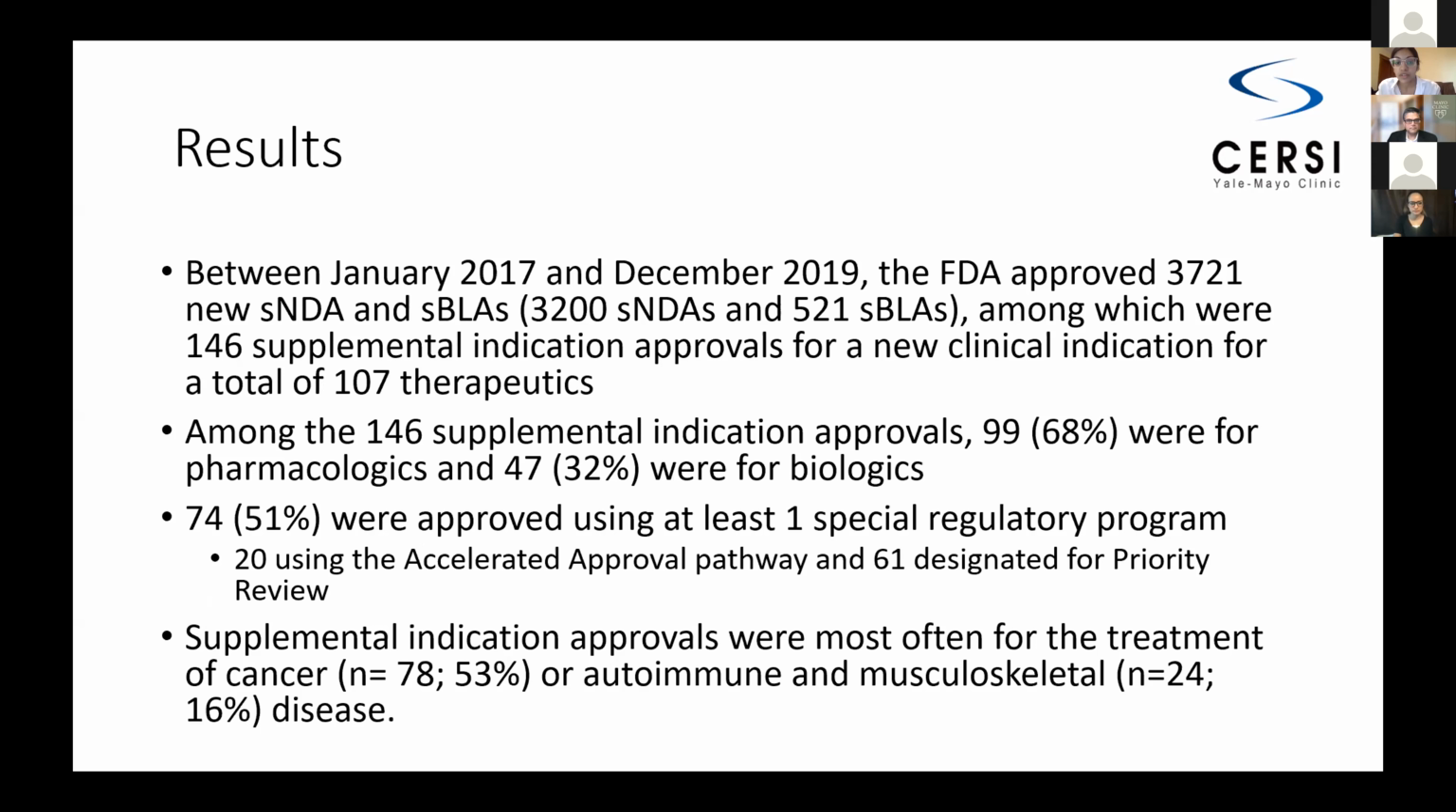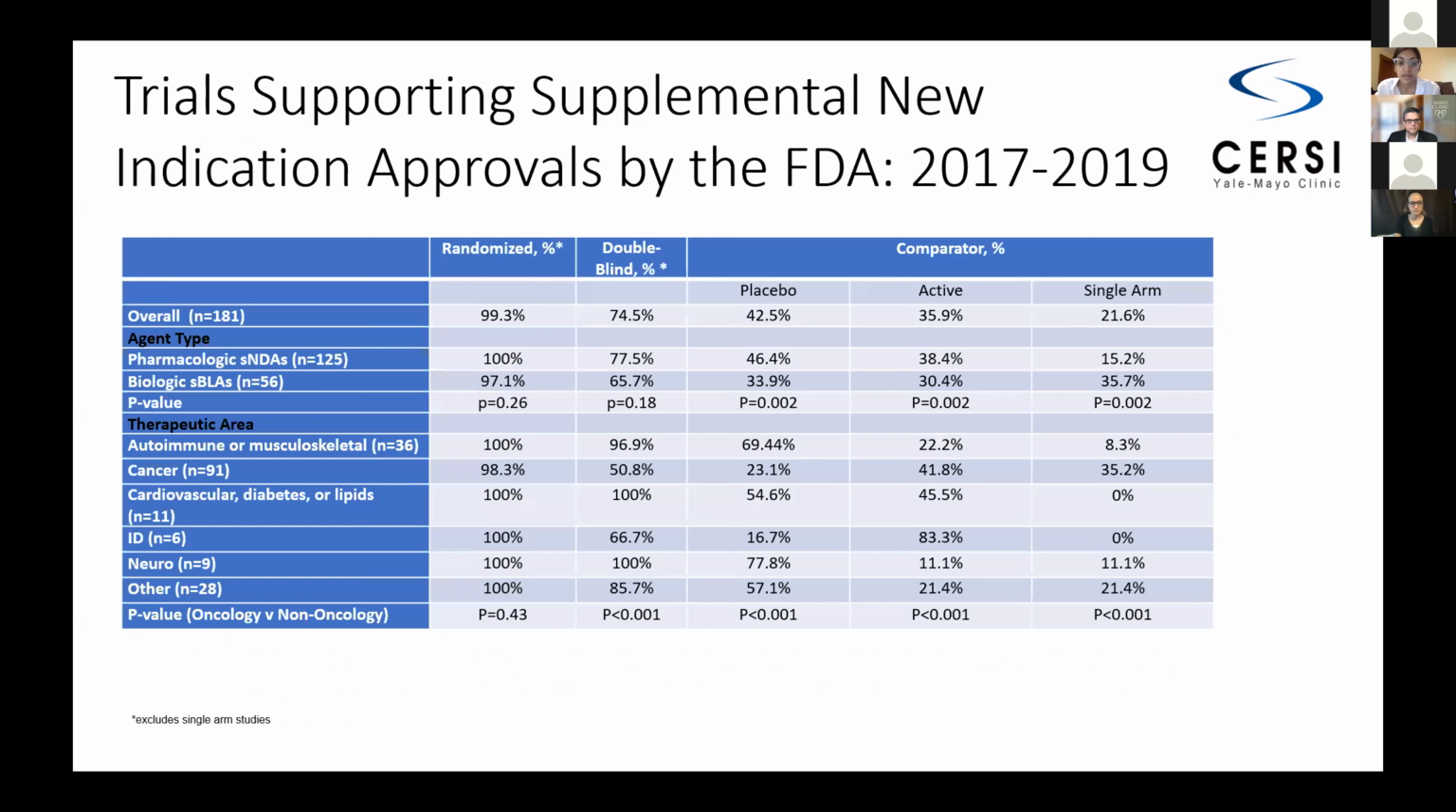74 of these were approved using at least one special regulatory pathway. Most commonly, 61 were designated for priority review and 20 were designated for accelerated approval. Supplemental indication approvals were most often for the treatment of cancer, about 53% of the sample, and autoimmune and musculoskeletal disease, about 16% of the sample.